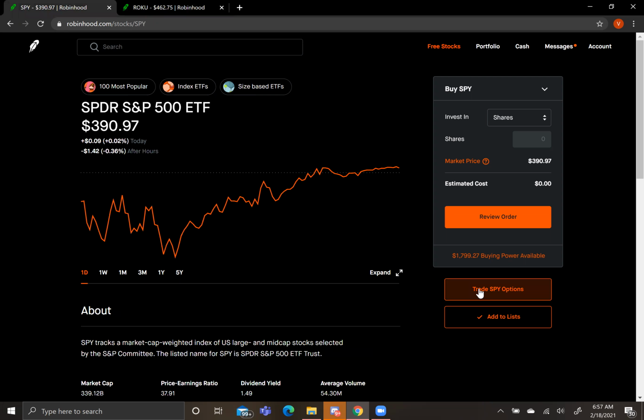But first of all, just talking about the basics, there's two types of credit spreads. We have a call credit spread, and then we also have a put credit spread. So a call credit spread means you're bearish on a stock and you want the stock to go down. And then a put credit spread is that you're bullish on the stock and that you want the stock to go up.